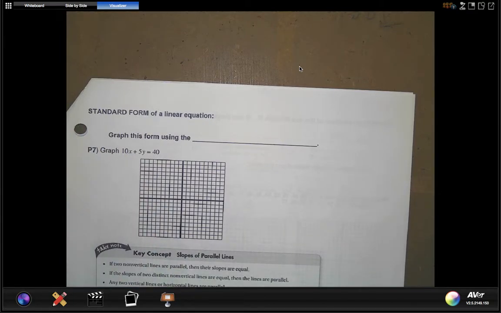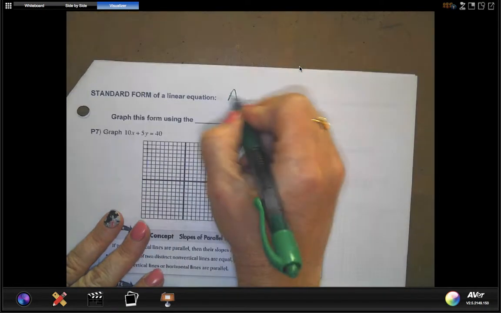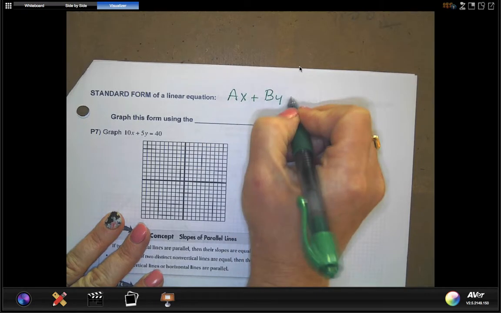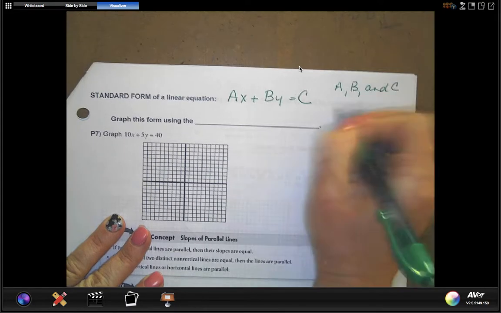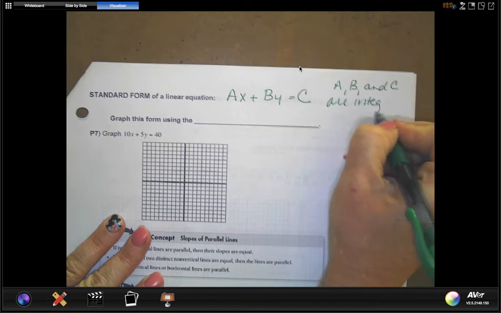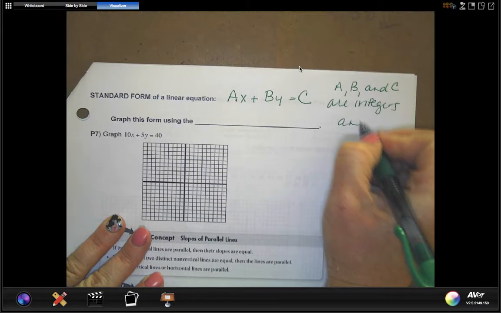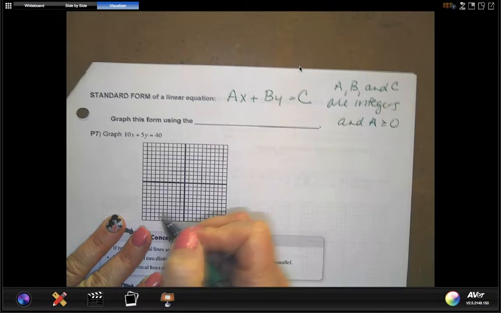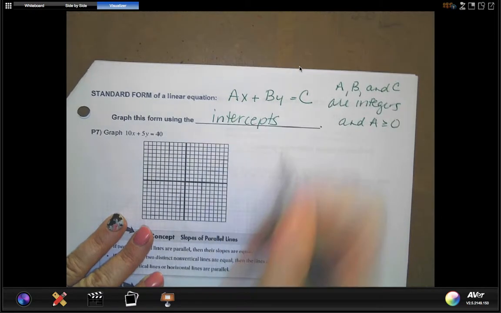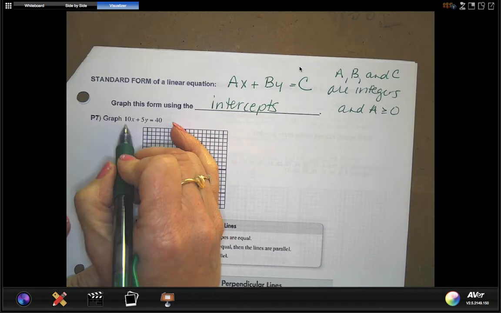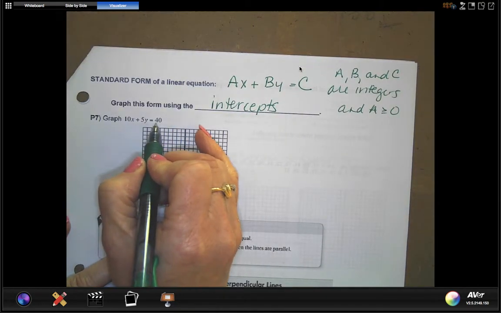All right, we talked about this a little bit on the first page. Sometimes you're going to get standard form. Standard form is ax plus by equals c, where a, b, and c are integers, and a is greater than or equal to 0, so it's supposed to be positive. If you started off with this one and you had to graph, the easiest way to do this is to use the intercepts. So right here it says graph 10x plus 5y equals 40.